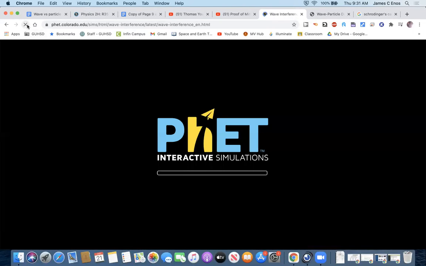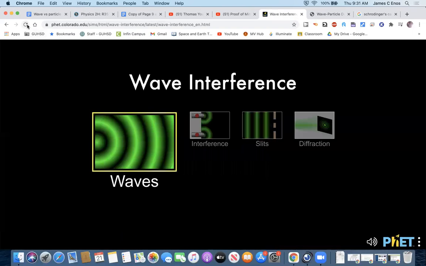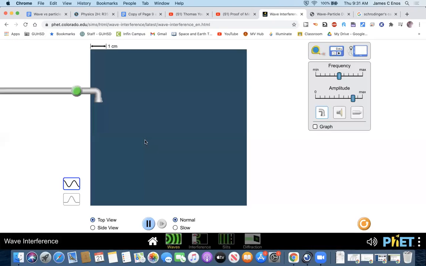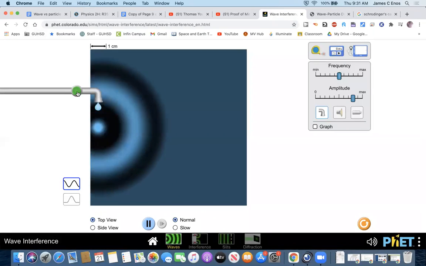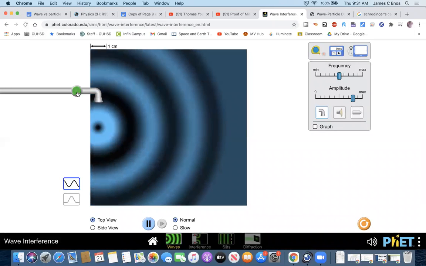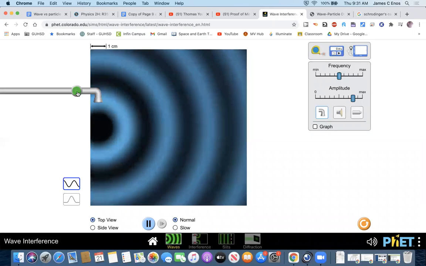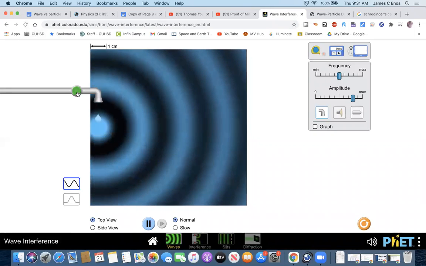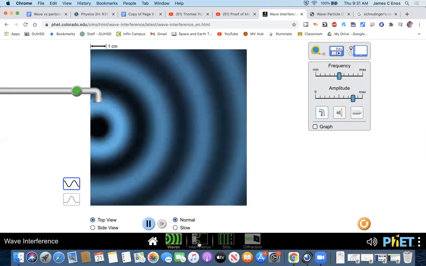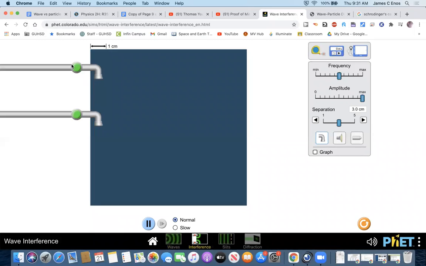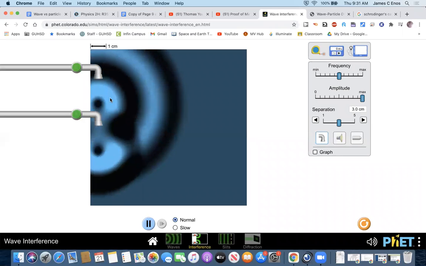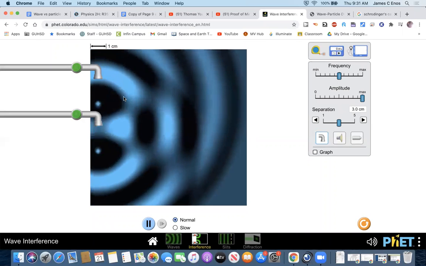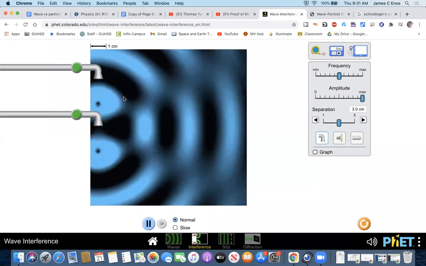In this simulation, I can look at some waves and I can create a wave on water. If I have a droplet hit water, then we see that it makes these waves go throughout all the space. And then I can look at this thing called interference, where I turn these on and these water droplets fall at the same frequency. They're dropping at the same number of times per second.